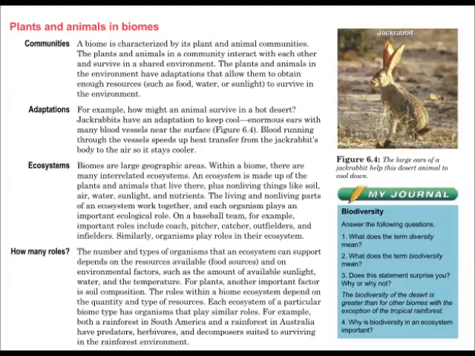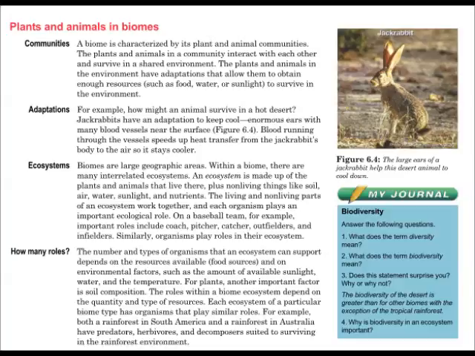Biomes are large geographic areas. Within a biome, there are many interrelated ecosystems. An ecosystem is made up of plants and animals that live there, plus non-living things like soil, air, water, sunlight, and nutrients. The living and non-living parts of an ecosystem work together, and each organism plays an important ecological role. On a baseball team, for example, important roles include coach, pitcher, catcher, outfielder, and infielders. Similarly, organisms play roles in their ecosystem.